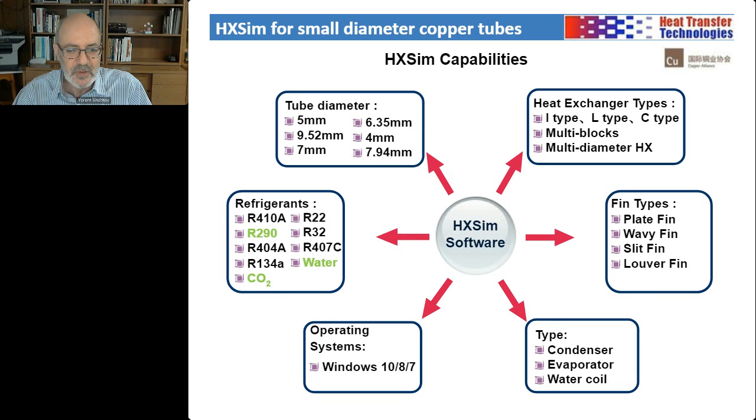Different tube diameters from 9 millimeter to 3/8, which is 9.52. Many different types of refrigerants can be used, including R410A, R32, and the more environmentally friendly natural refrigerants, propane, CO2, and there's also water included. The heat exchanger types are I-type, which is a simple slab, L-type, which you saw before in the previous slide, a C-type, which is similar to a residential outdoor unit, and it can also simulate different multi-block and multi-diameter heat exchangers with various tube diameters in a single heat exchanger.